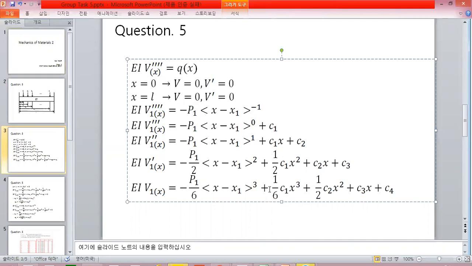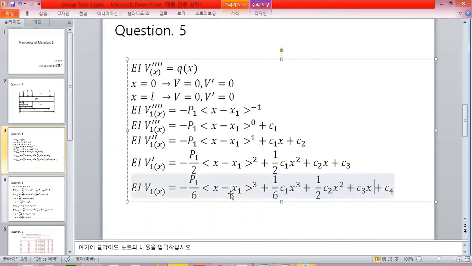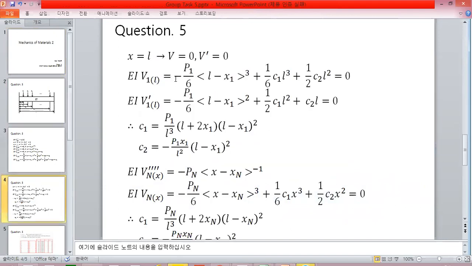integrating this equation to get the deflection we want to know. But the problem is we get 4 unknowns, so we have to set 4 equations to get these 4 unknowns. We can get 4 equations by boundary conditions.